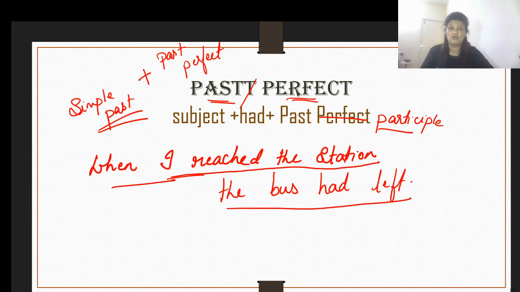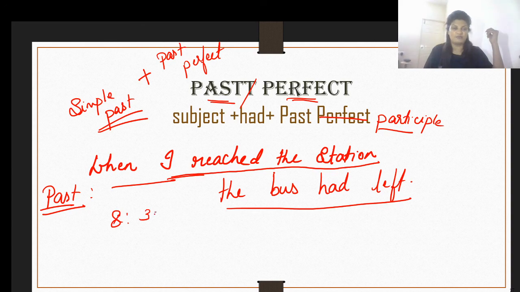The first thing you have to focus on is that two actions have happened, and both of these actions have happened in the past. All right? Now the question is, which one happened first and which one happened before or after that? Now, assuming, let us say, you reached the station at 8:30 a.m.